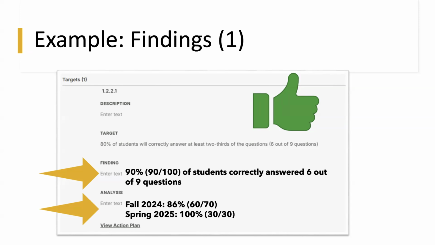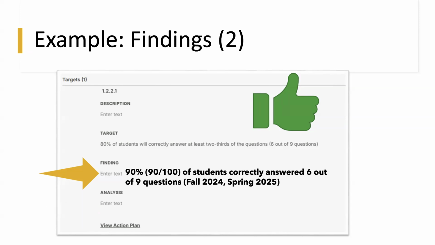Here, the overall finding is listed in that findings box, 90% or 90 out of 100 students. And then in that analysis, it is disaggregated by fall and spring. It might be different for you. You might include everything together, fall and spring, which is fine as long as the semesters are indicated. So you might not even use that analysis box.